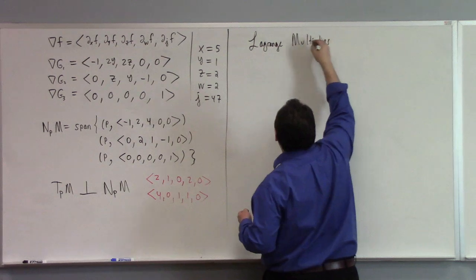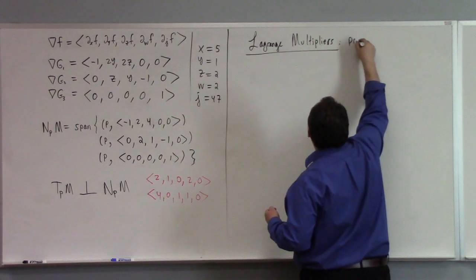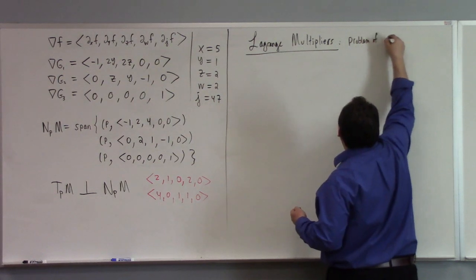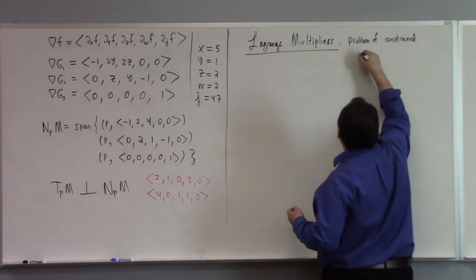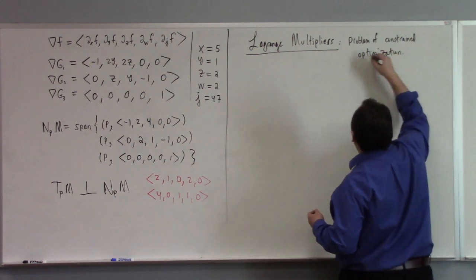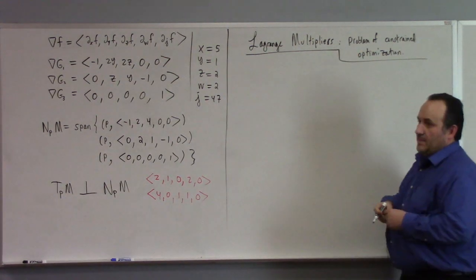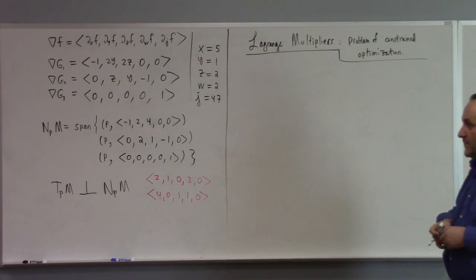So the next story arc in here is the problem of constrained optimization. That's the problem we're dealing with here. The problem of constrained optimization. Let me set up the problem for us.